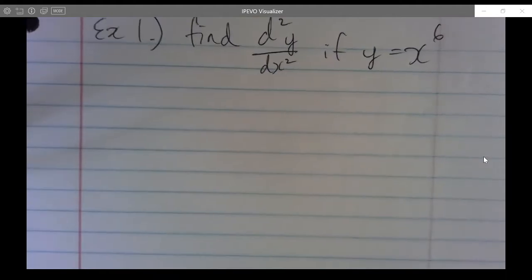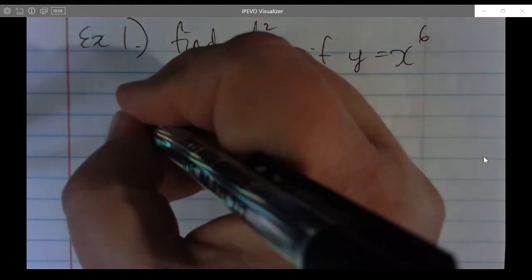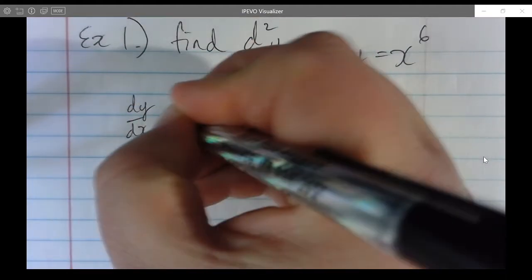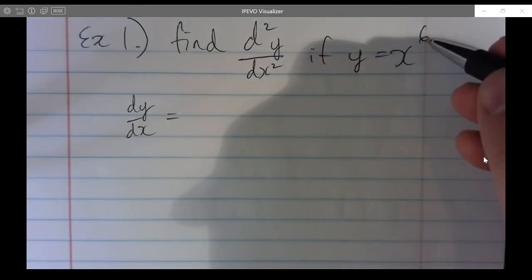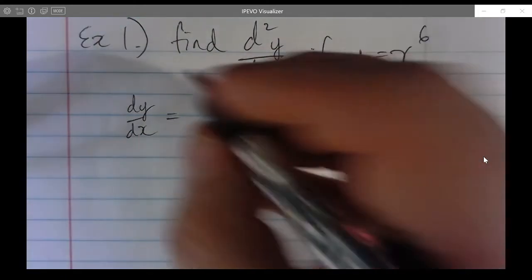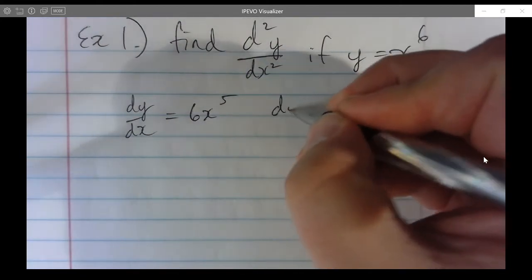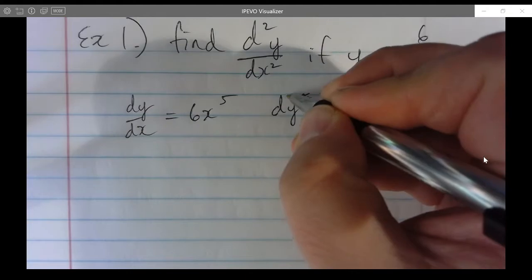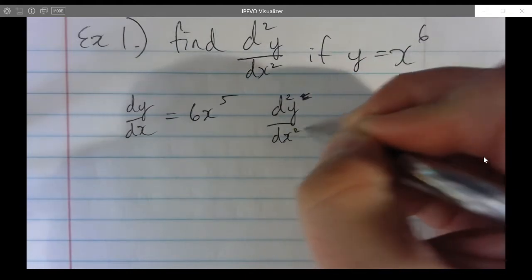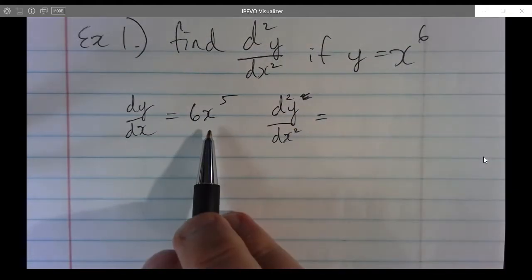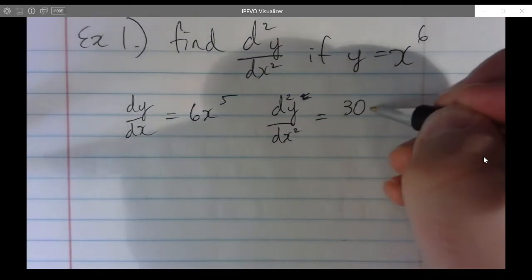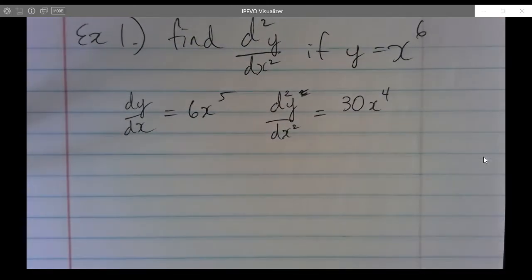The solution will be, first, let's find dy by dx, the first derivative. Using my power rule, that'll be 6x to the power of 5. So that means d squared y, oh, I put it in the wrong place. d squared y over dx squared is equal to the derivative of this, which will be 30x to the 4. And that's all there is to it.